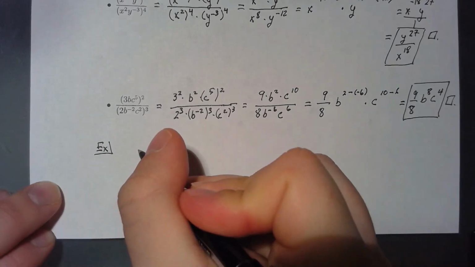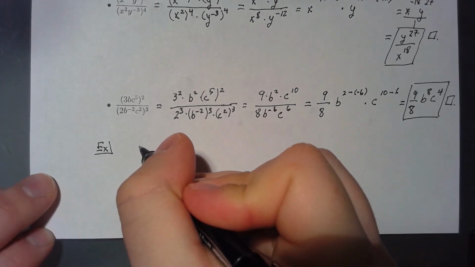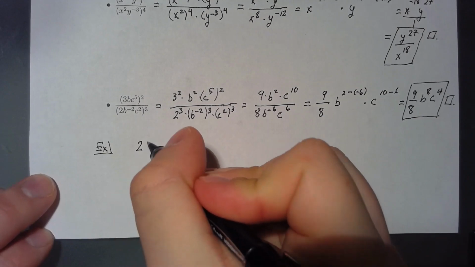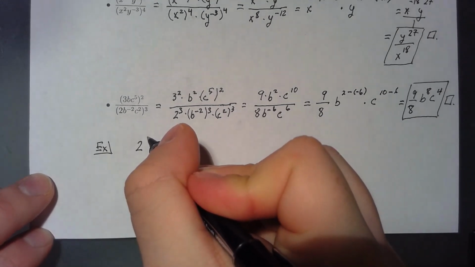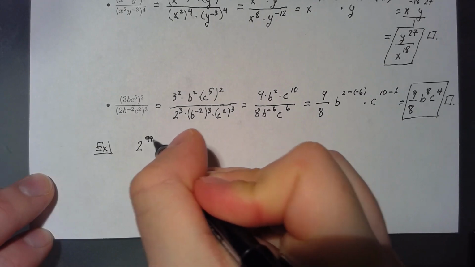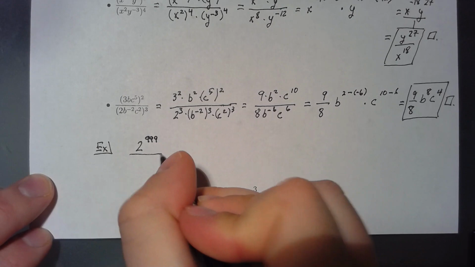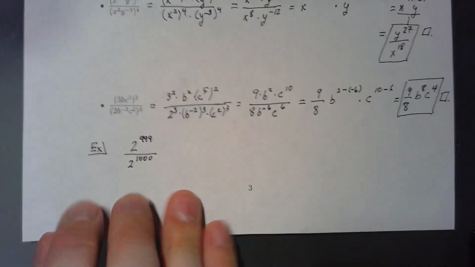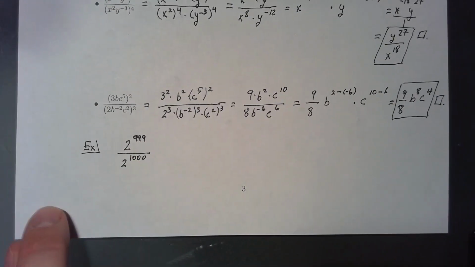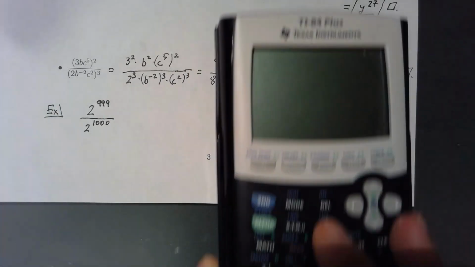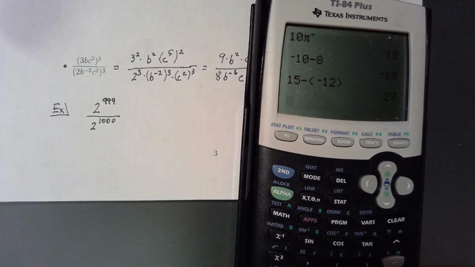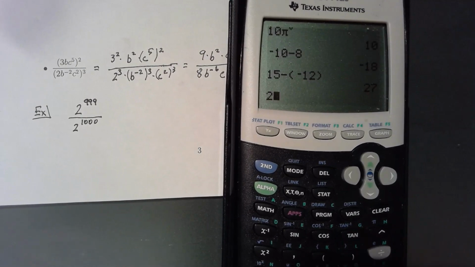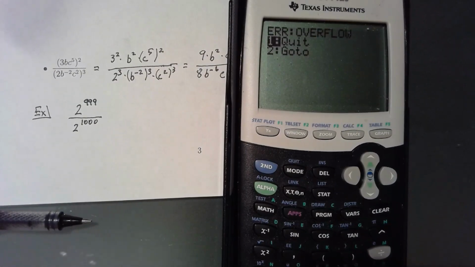So if you look at this example here, if I had the number 2 raised to the 999th power divided by 2 to the 1000th power. Because these are numbers, you're probably tempted to do this in your calculator. So if I do it in my calculator, 2 caret 999. Uh-oh. What is that? It's an error message.